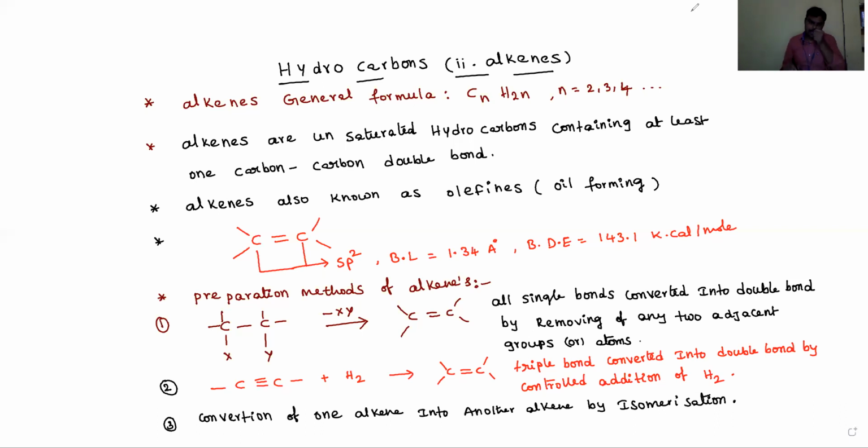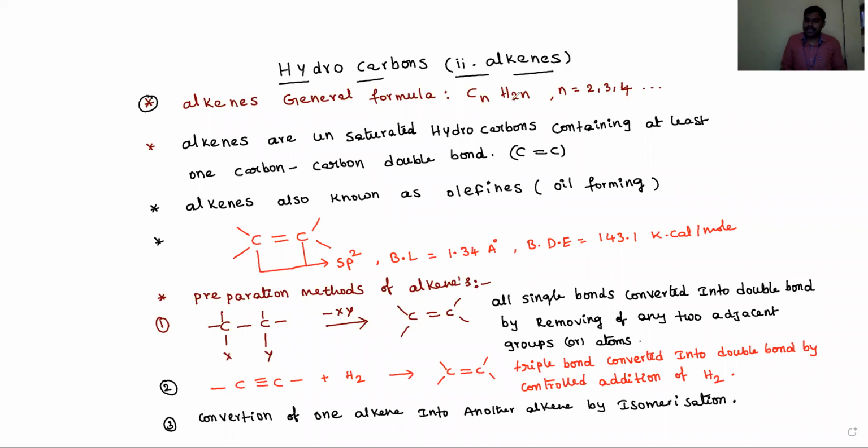Okay, dear students, let's listen carefully. Alkenes. What are alkenes? Alkenes are unsaturated hydrocarbons having at least one carbon-carbon double bond. Hydrocarbons containing at least one carbon-carbon double bond are called alkenes. So alkenes are unsaturated hydrocarbons due to the presence of a double bond.